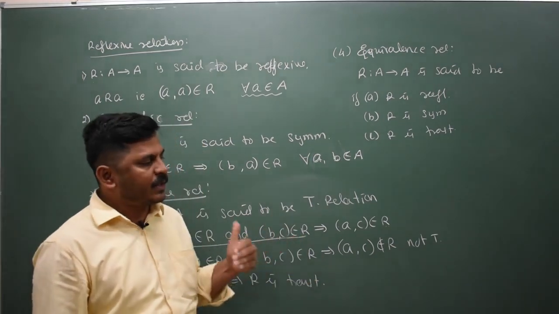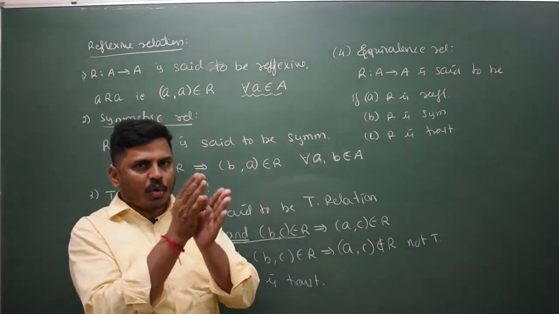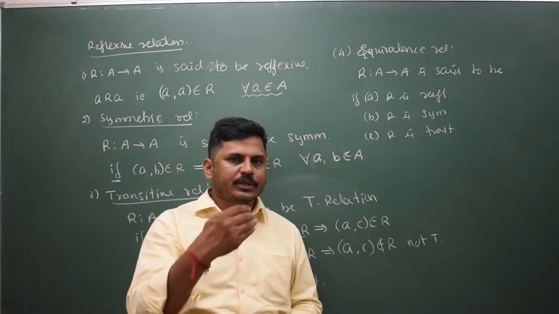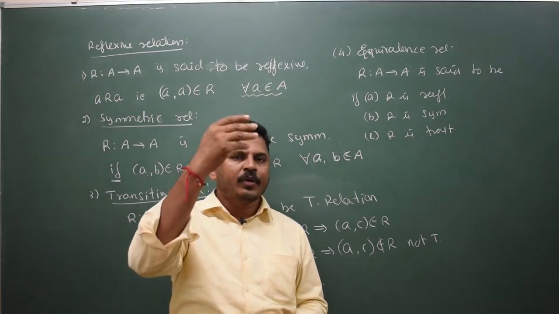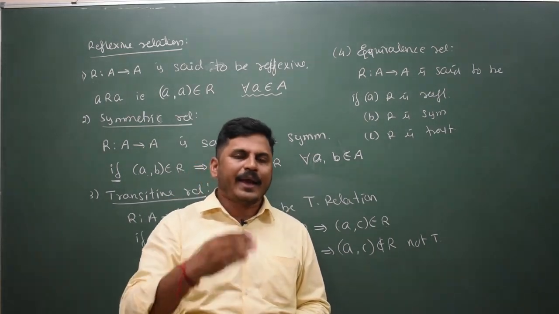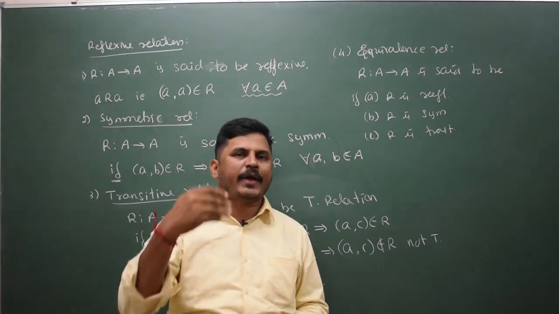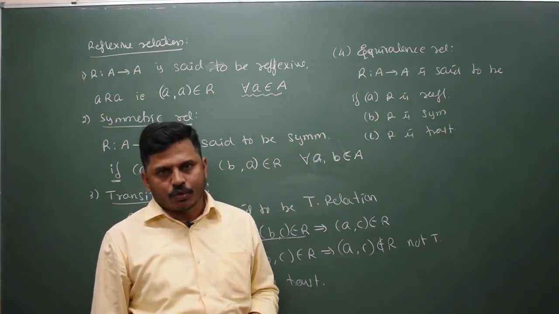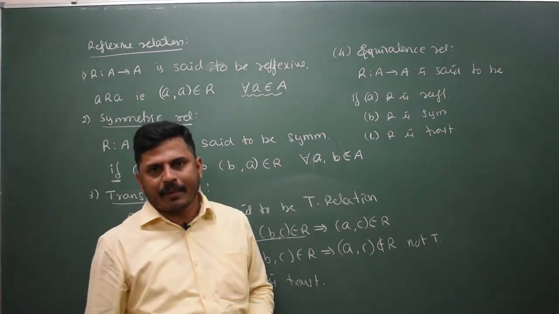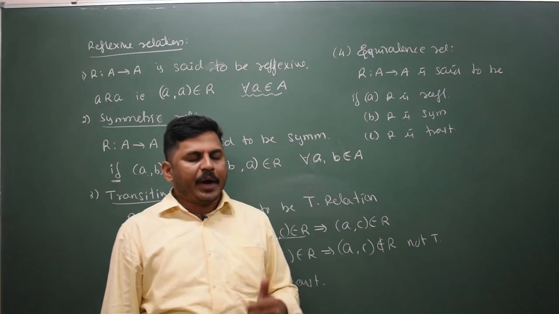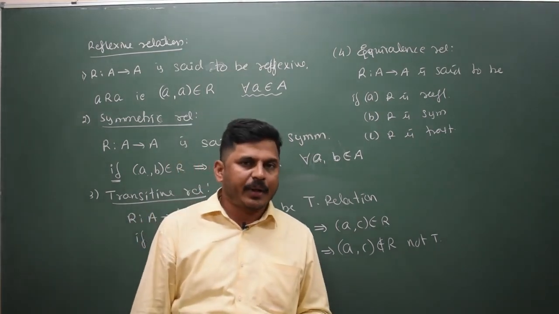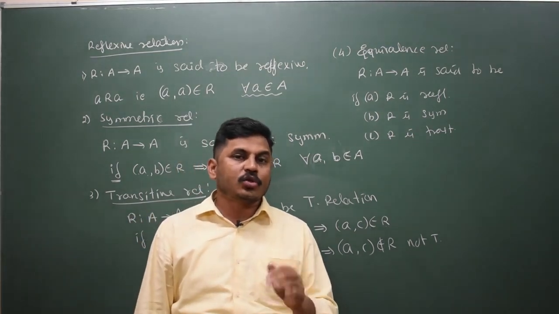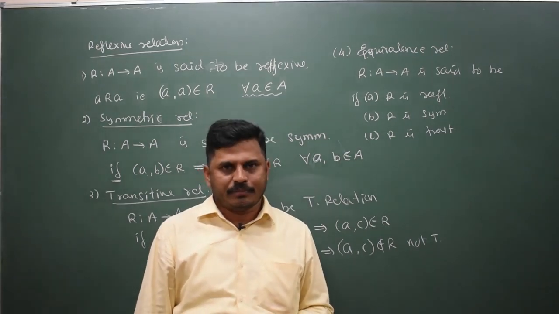Now while discussing the problem, I will make two parts. One is I will discuss the problems by taking finite sets. Then I will discuss the problems by taking infinite sets. For finite sets we use a different method, for infinite sets we use a different method. And to prove that it is a relation we use a different method, and to prove that it is not a relation we use a different method.